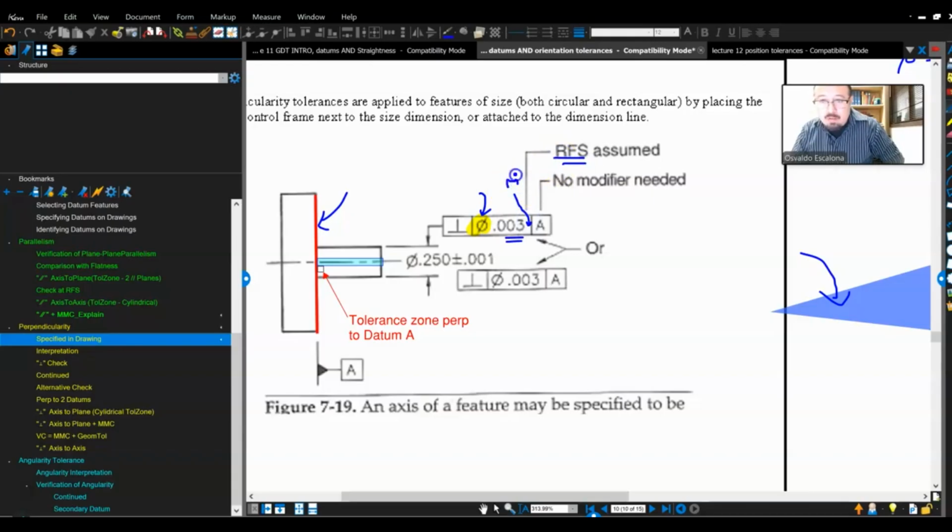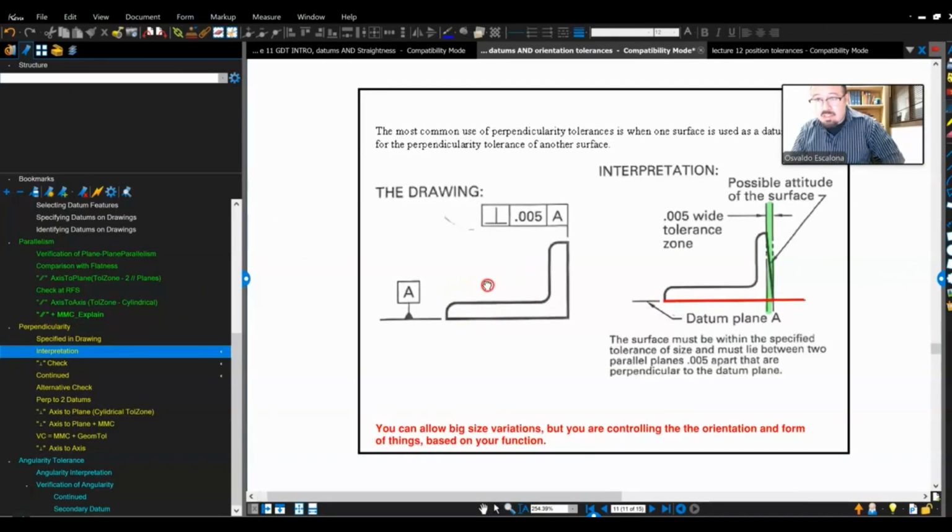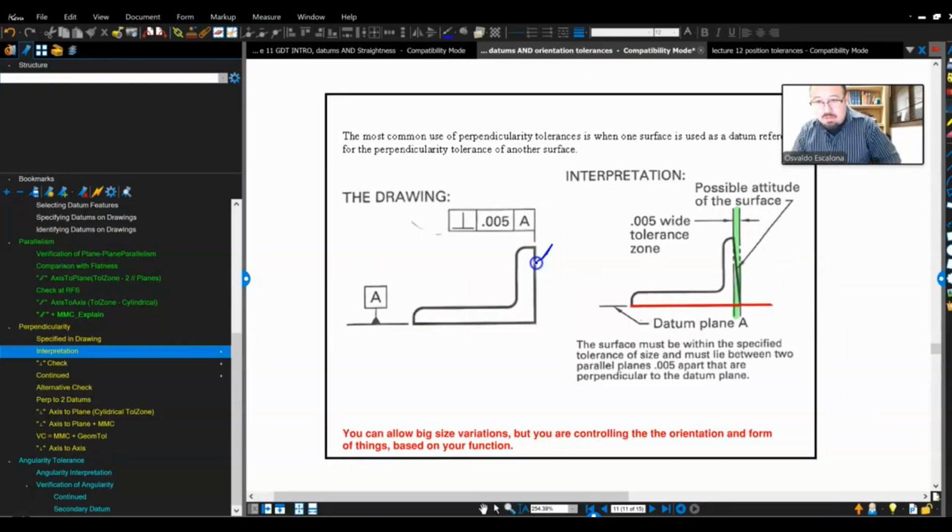You might put a little m. If you put an m, it is called maximum material condition. And if you put a little l, it's the least material condition. Right? I think this guy is a surface. You will notice it's applied to the surface. And since it's applied to the surface, I've got two parallel planes, and my point needs to be somewhere in there.